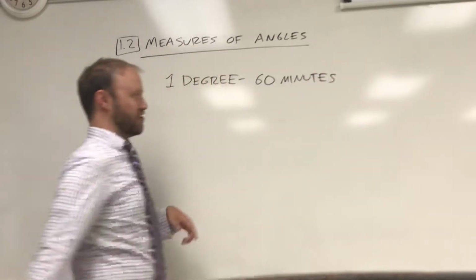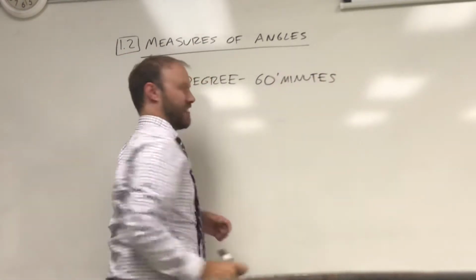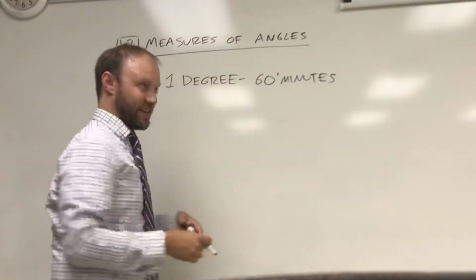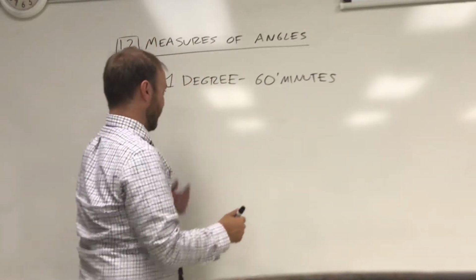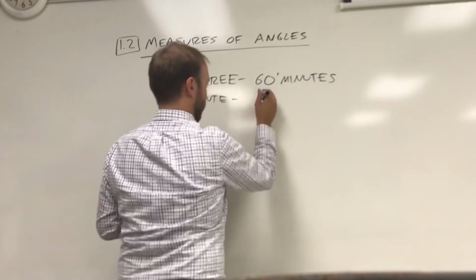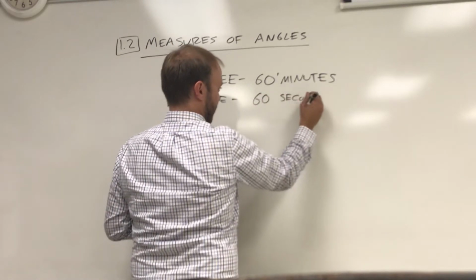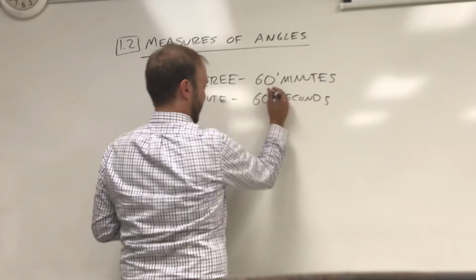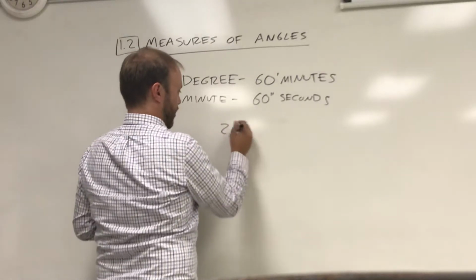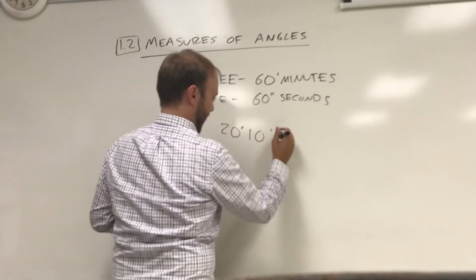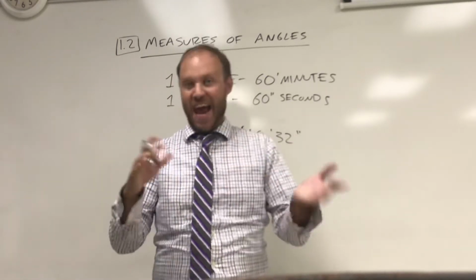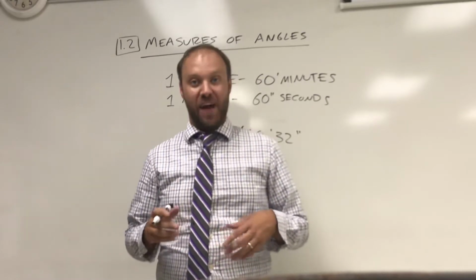And the symbol they're going to use for minutes is actually a little, kind of looks like a little apostrophe, okay? Minutes break down into smaller parts too, okay? Just like feet break down into inches. 1 minute is going to be equal to 60 seconds, okay? And of course, the second symbol is going to look like 2 apostrophes, okay? So for example, I might have something like 20 degrees, 10 minutes, and 32 seconds. And this will allow us to combine, add, subtract angles without actually using fractions, okay?